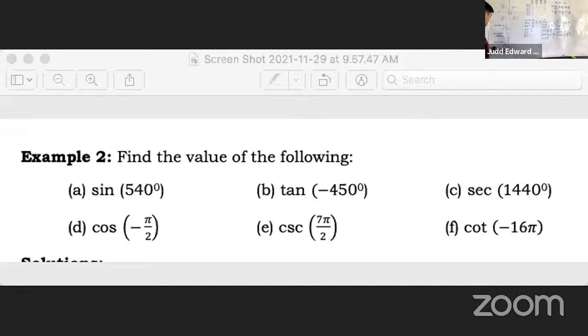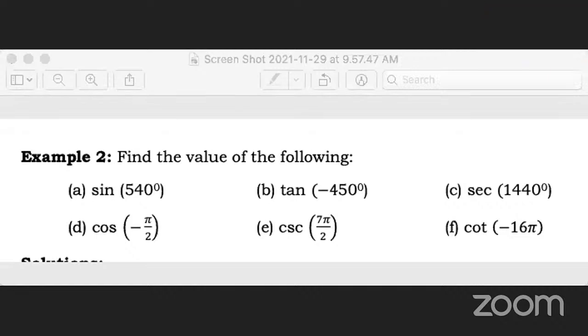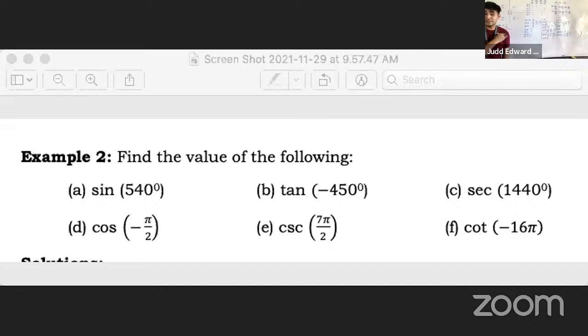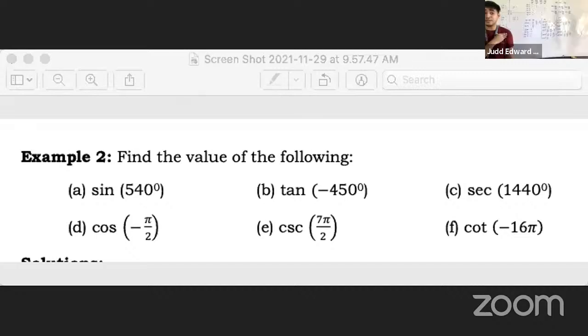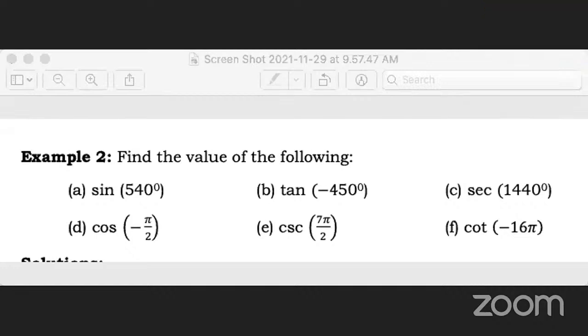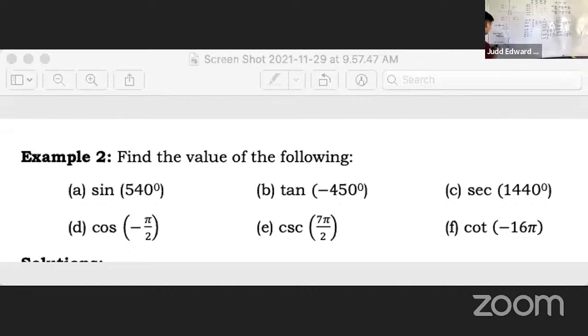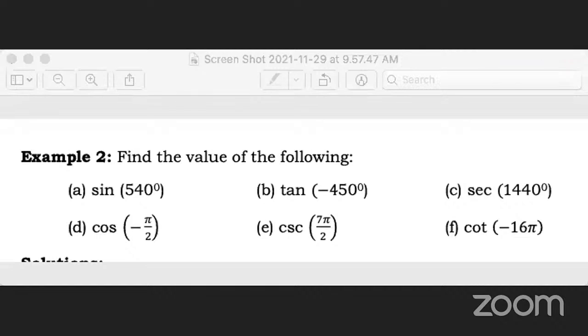Yes. Okay, therefore, secant is same with cosine. May value ba si cosine dito? Meron po. And what is the value for this one? Positive, sir, 1. Very good. Therefore, secant 1,440 is positive 1. Could you please try it on your calculator? Secant 1,440, the answer is positive 1. Okay, so that is the correct answer.